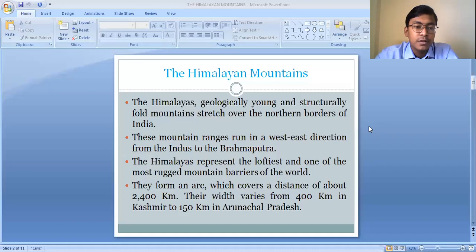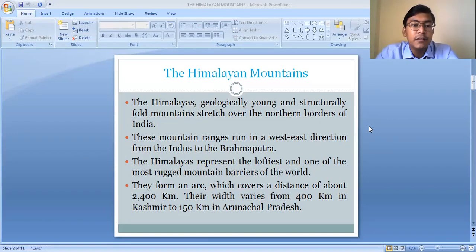If you look at the map of India, you will see that the Himalayan mountain is simply a type of arc, and its length from the west to the east, that means between the Indus and the Brahmaputra river, is 2,400 kilometers. That means from Jammu and Kashmir till Arunachal Pradesh, it is 2,400 kilometers long. And the width of the Himalayas, from north to south, varies from the west to the east.